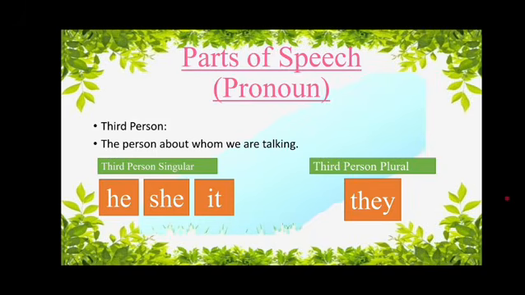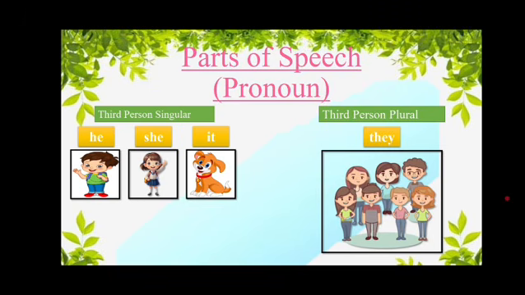Now we will learn third person. The person about whom we are talking is called third person. Third person singular pronoun is he, she, it. Third person plural pronoun is they. Now we will learn third person singular pronoun with the help of picture.